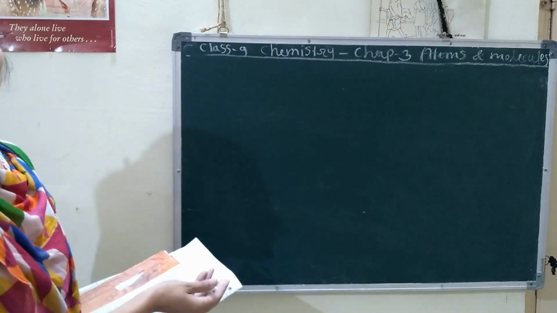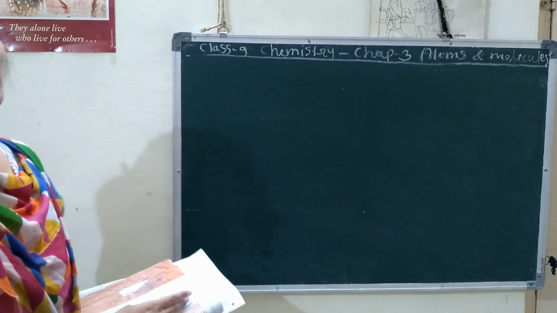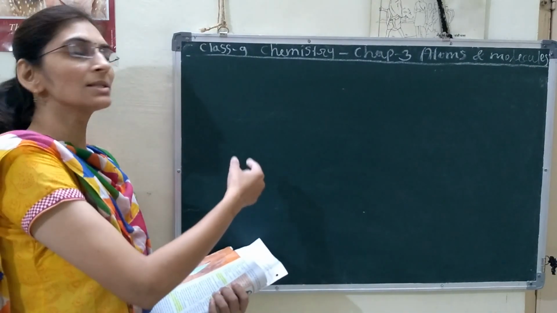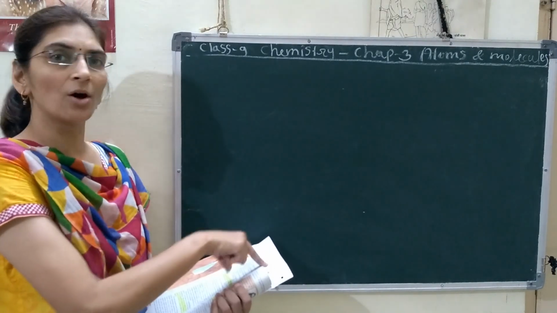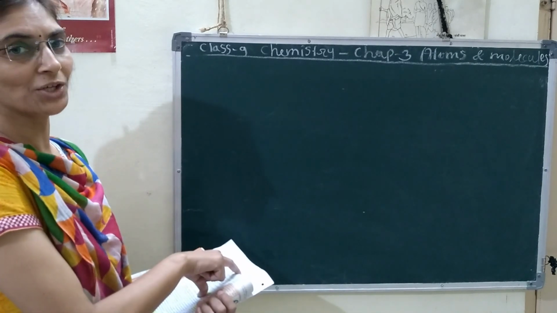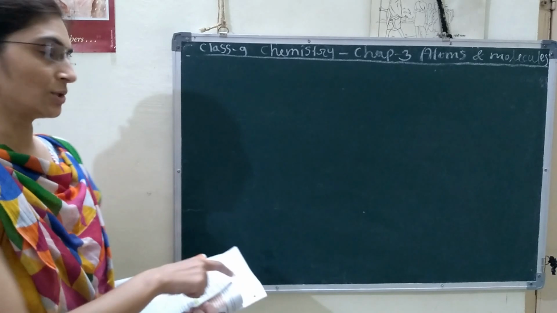The first law of chemical combination, we know very well, follows the second postulate. What is the second postulate? Atom is indivisible and the mass of atom is neither created nor destroyed. That is the first law of chemical combination also, and the second postulate of Dalton theory also.